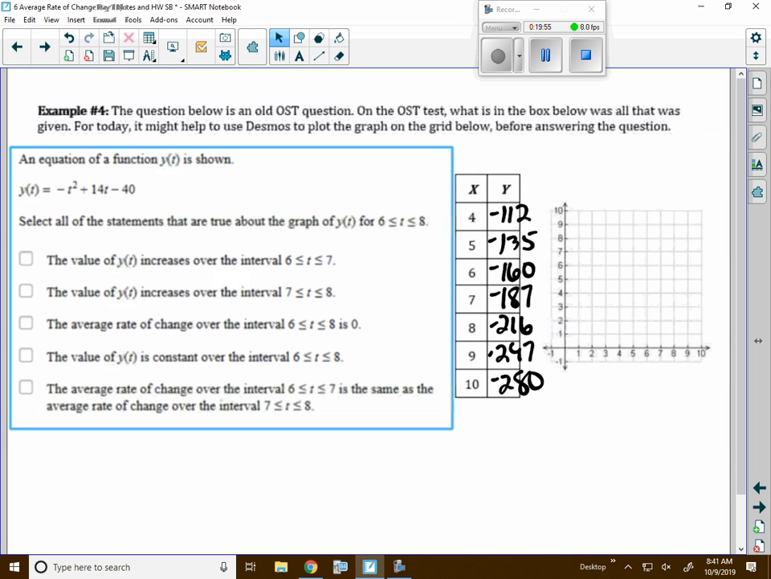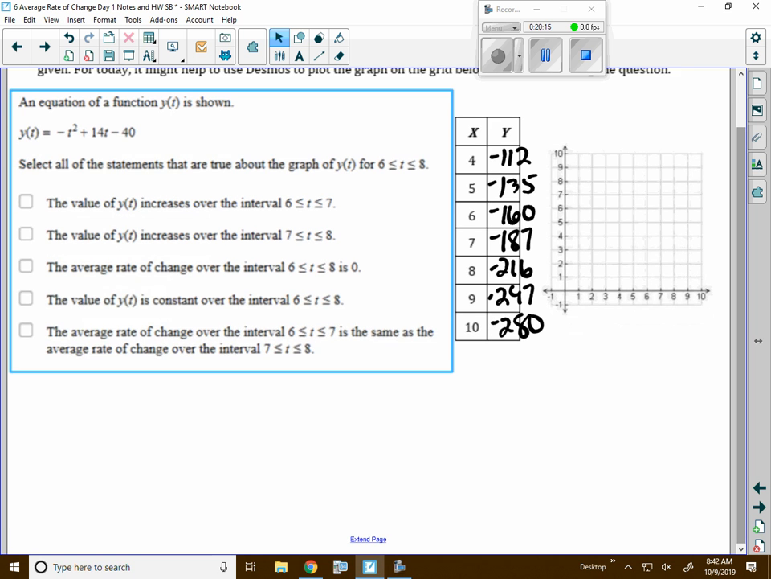So if you look at the graph that we're given, it's not really easy to graph based on that. I don't know why they did that. To me, I wouldn't even use the graph, to be honest with you. I think the graph is going to be way more confusing and you're going to spend too much time trying to draw it. So let's just forget about the graph. Okay. All right. So we're going to select all these statements that are true about the graph of y of t for where x is between 6 and 8.